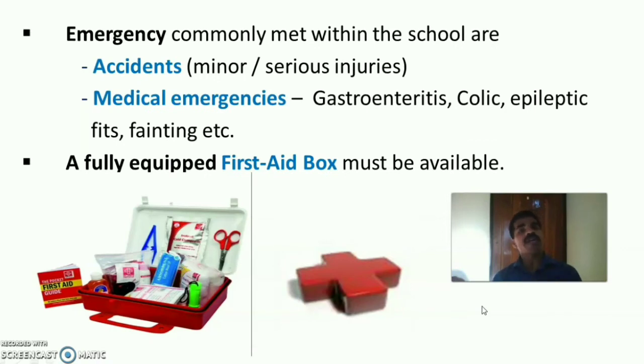The emergencies commonly met within the schools are accidents, where minor or serious injuries can occur, and medical emergencies such as gastroenteritis, colic pain, epileptic fits, fainting, etc. There should be a fully equipped first aid box in the school. So a fully equipped first aid box must be available in the school to treat the emergency.